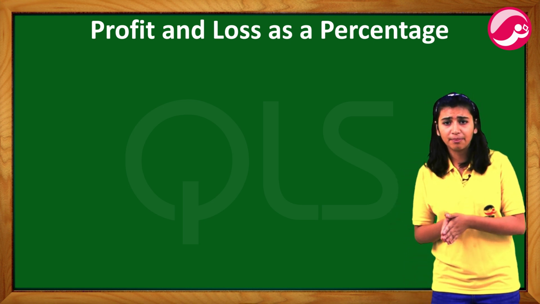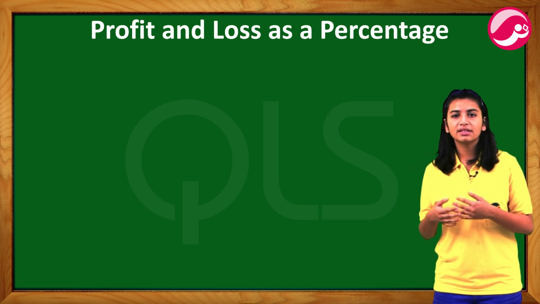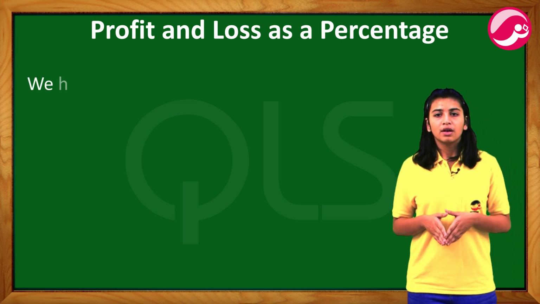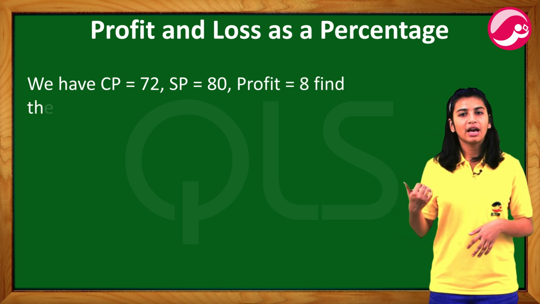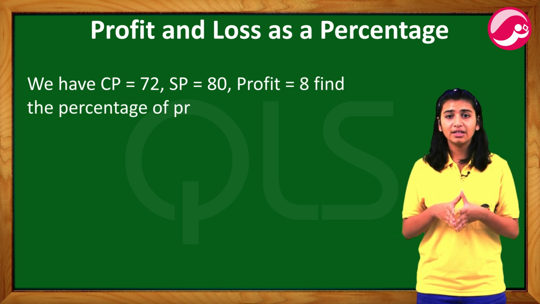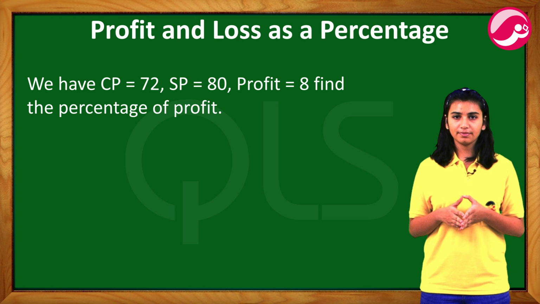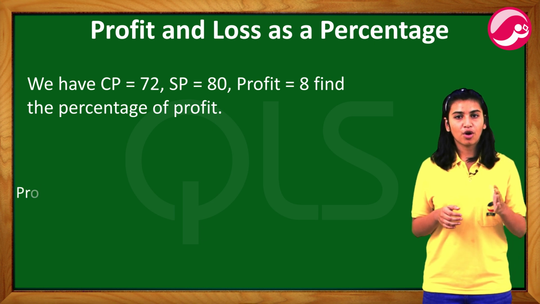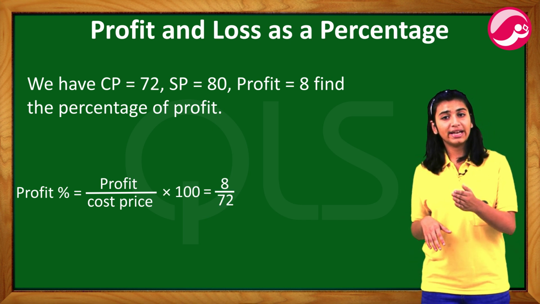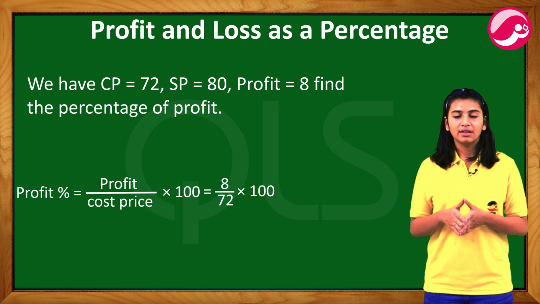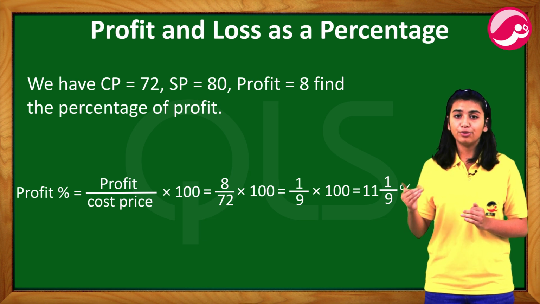Now for the above example, we find the profit percent or the loss percent. Let us consider the example related to the toy. We have CP is equal to rupees 72, SP is equal to rupees 80 and profit was rupees 8. Find the percentage of profit. Neha and Shekhar have used the following methods. Neha did it this way: profit percent is equal to profit upon CP into 100, which is equal to 8 upon 72 into 100. That is 1 upon 9 into 100. That is 11 1/9 percent.